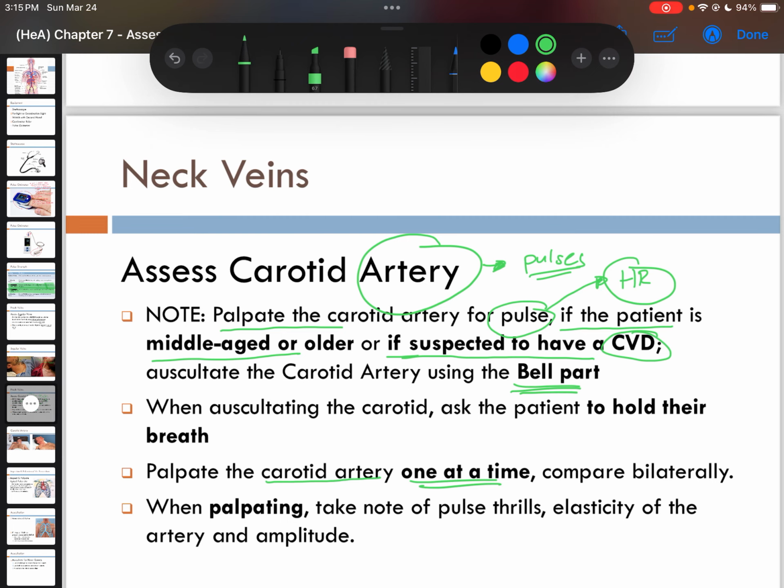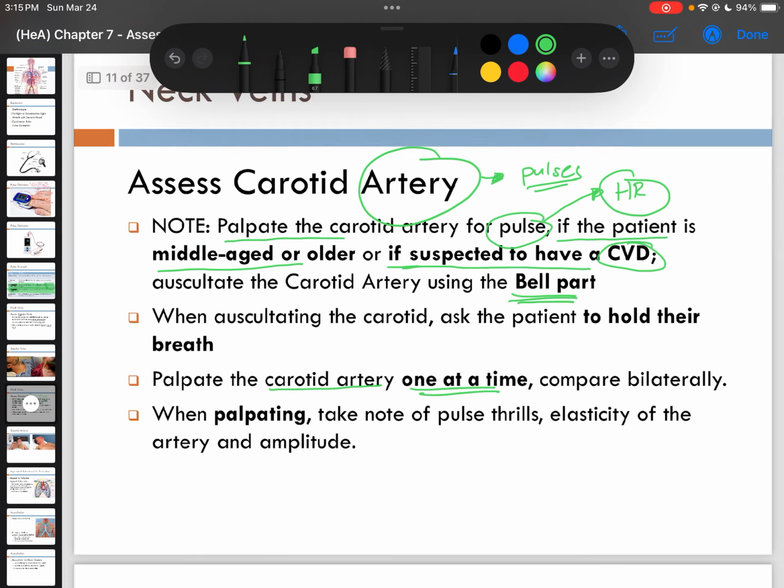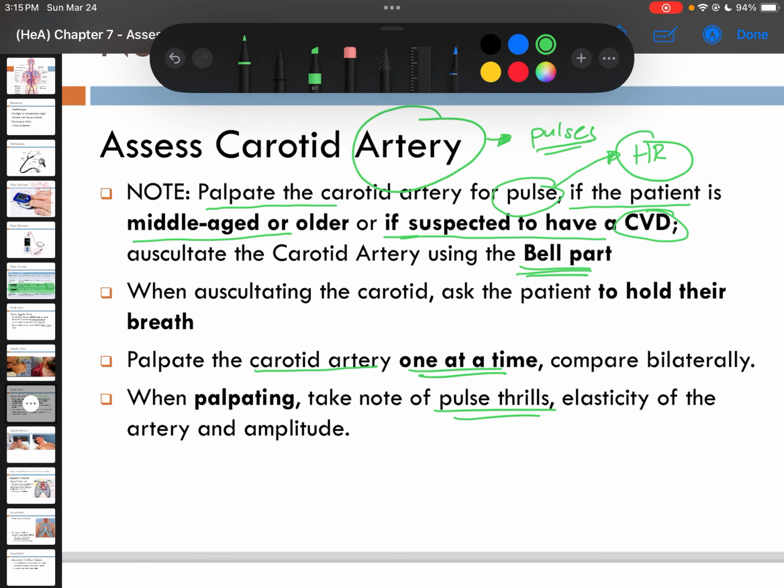When palpating, class, take note of pulse thrills, elasticity of the artery and amplitude. When we say pulse thrills, this is what we call vibration. When you touch the pulse and you feel every time that it pulses that there is a vibration, that is an abnormal finding.